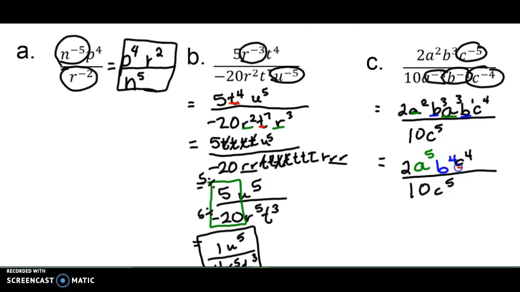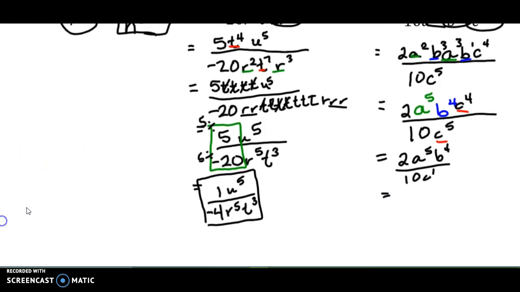So I still see a c on top and a c on bottom. So I'm going to use my quotient properties where I'm going to subtract my exponents. So on the top I'll still have 2a to the 5th, b to the 4th. But now if I have 5 c's on the bottom and 4 c's on top, that means all my c's on top are going to go away, and I'll be left with 1 on the bottom, giving me 10 c to the 1. And now I just need to look at one last thing, which is my fraction, 2 over 10. That can be reduced. And when I reduce that fraction, it'll give me 1/5. So on the top, I'll have a to the 5th, b to the 4th, all over 5c to the 1. And this is our simplified answer.